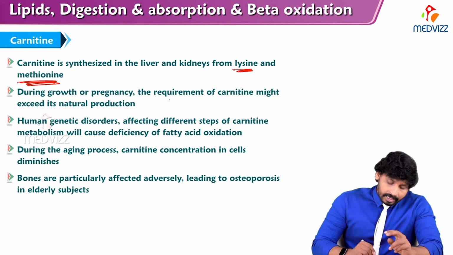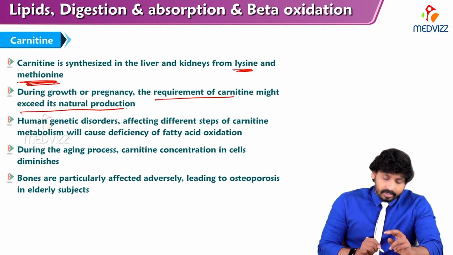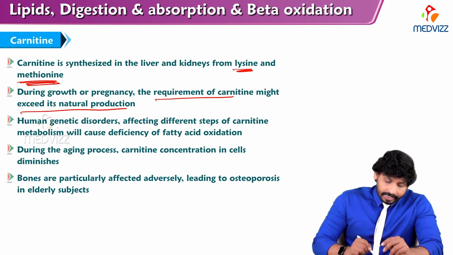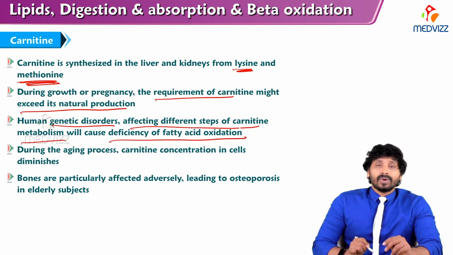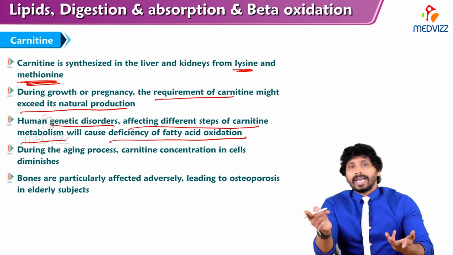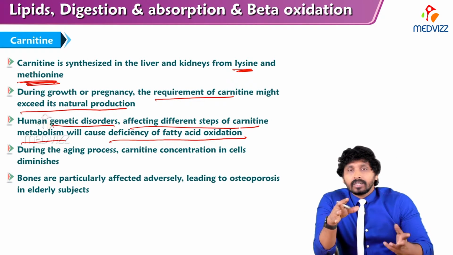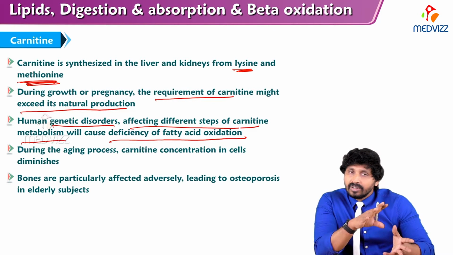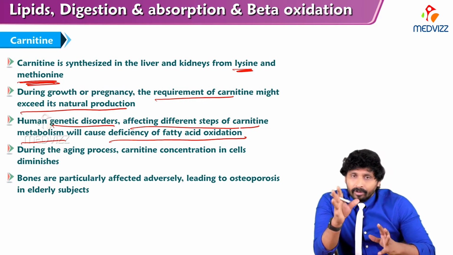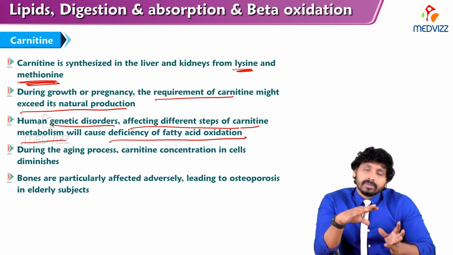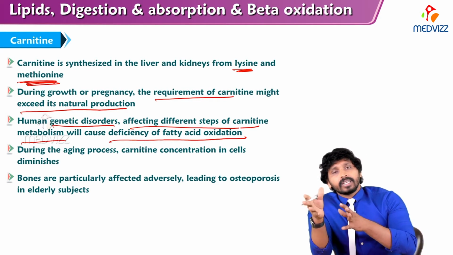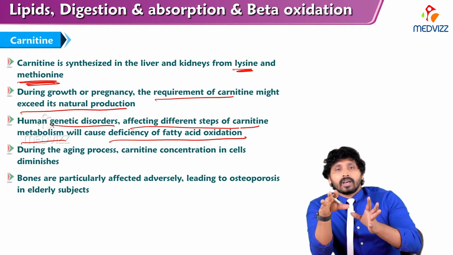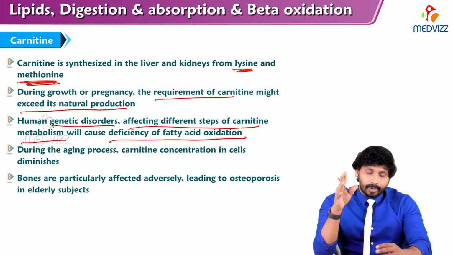During growth or pregnancy, the requirement of carnitine might exceed its natural production. Human genetic disorders affecting different steps of carnitine metabolism will cause deficiency of fatty acid oxidation. That is here, Cat1 and Cat2. In some genetic disorders, Cat1 may be deficient, so long chain fatty acids cannot be transported into the mitochondria. Sometimes Cat2 will be deficient. Though acyl-carnitine is ready on the cytosolic side, inside it will not be processed. So it is one or the other.